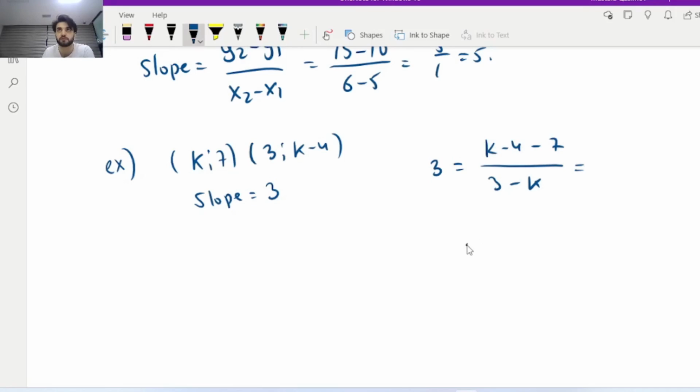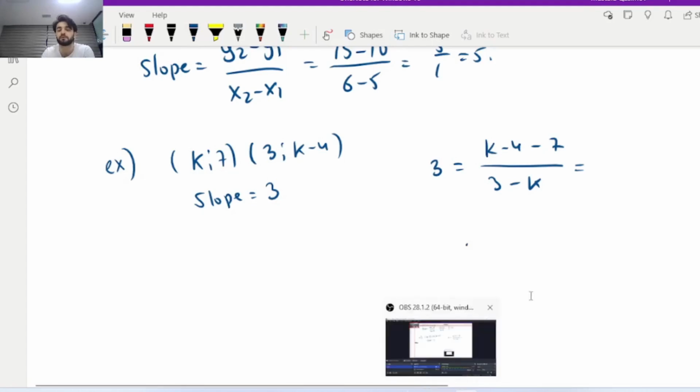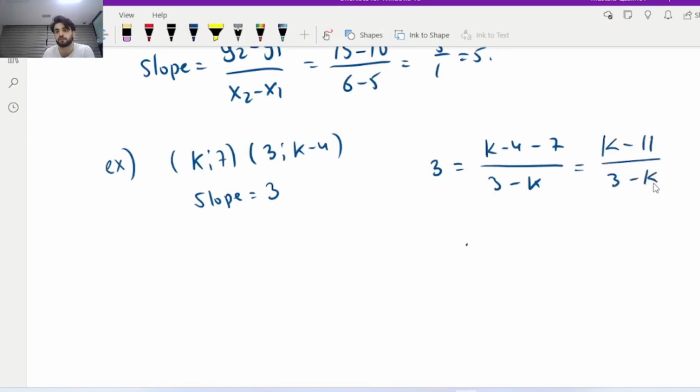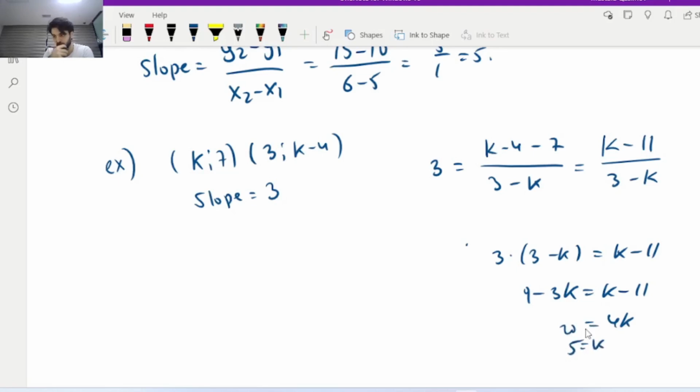Then we have to write it. k minus 11 over 3 minus k. 3 multiplies 3 minus k is equal to k minus 11. 9 minus 3k is equal to k minus 11. And 4k is equal to 20, k is equal to 5. I think it is an easy question.